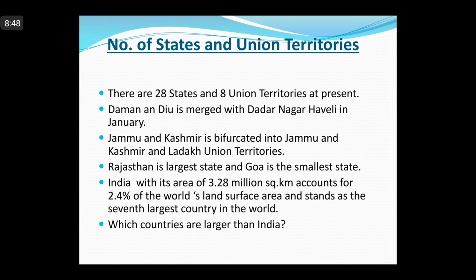We can see here that there are 28 states and 8 union territories, isn't it? And one very important thing is that Daman and Diu is merged with Dadar Nagar Haveli in January, right? Jammu and Kashmir is bifurcated into Jammu and Kashmir and Ladakh union territories.